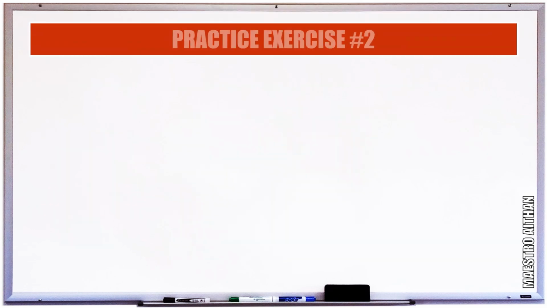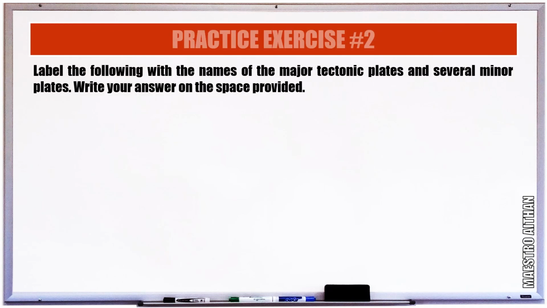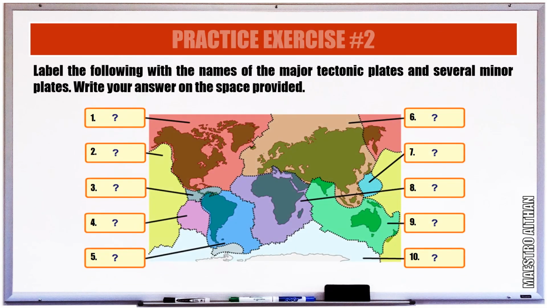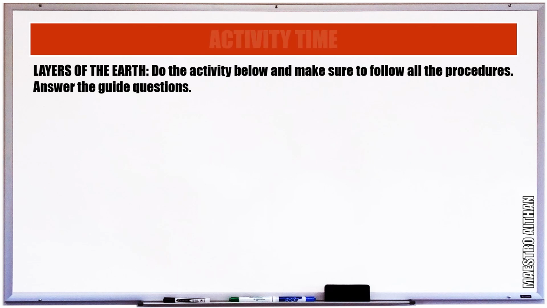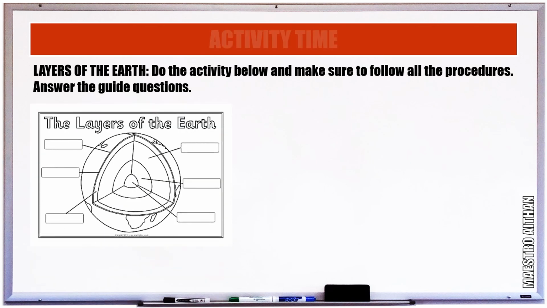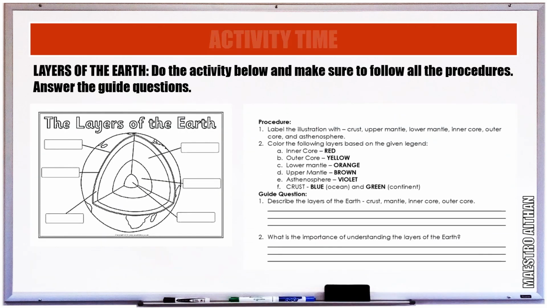We are done with the major tectonic plates and several minor plates. It is time for another practice exercise. Practice exercise number 2: Label the following with the names of the major tectonic plates and several minor plates. You can pause this video lesson guide while doing the practice exercises. It is activity time: Layers of the Earth. Do the activity below and make sure to follow all the procedures. Answer the guide questions.